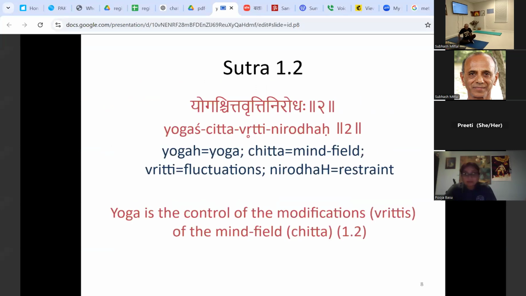So we'll start by showing the screen which actually defines yoga. That's how the word yoga, or the practice or concept of yoga, is defined in this text. It's a very simple definition. It says yoga chitta vritti nirodha. That's the Sanskrit phrase. And the translation given is: yoga is the control of the modifications of the mind field.